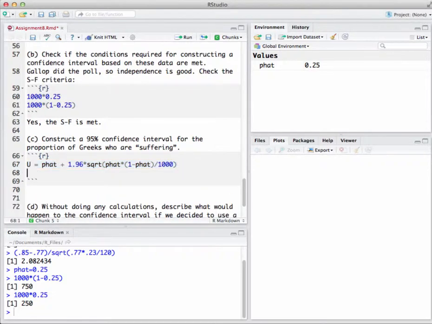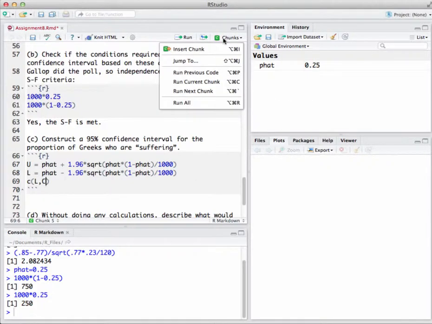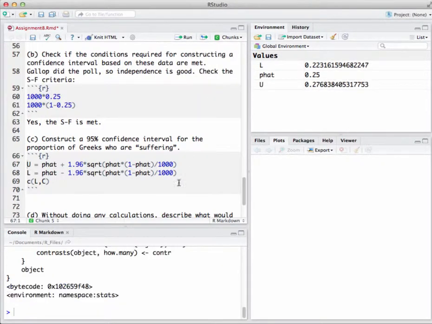Okay, all right, and then let's go ahead, and I'm just cutting and pasting it, and I'm going to make the lower limit down here, and notice that the only difference between the lower limit and the upper limit is that I have a subtraction instead of an addition. And then I will have it display back out to the screen by doing L comma C. Be sure to keep the capitals and lower cases. Okay, so if we go ahead and run that chunk, let's see if I did everything correctly here.